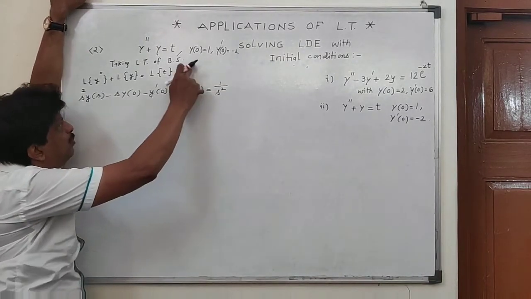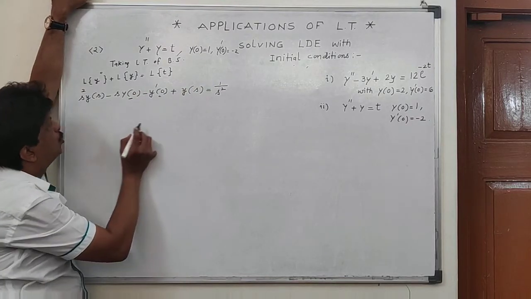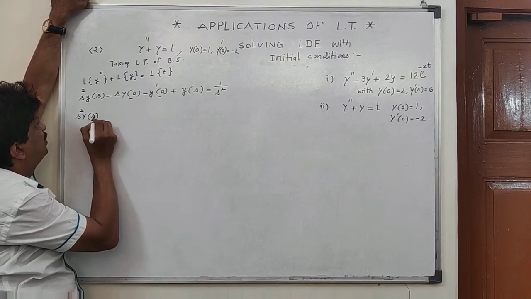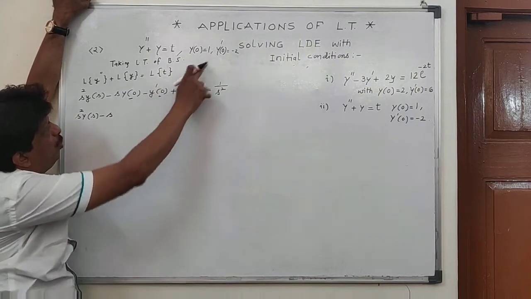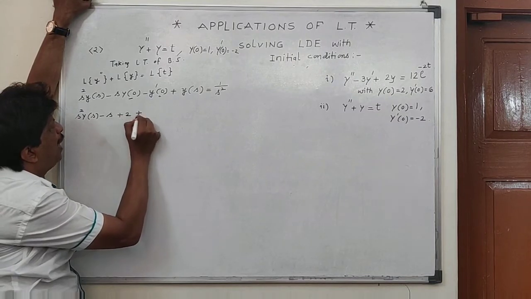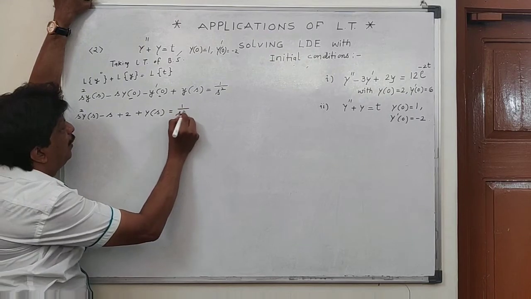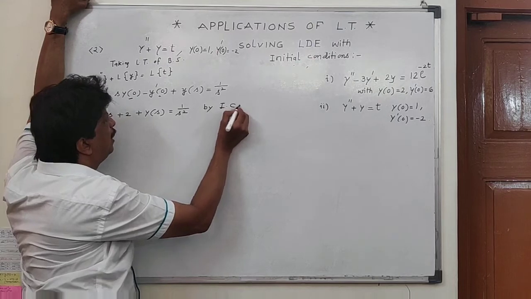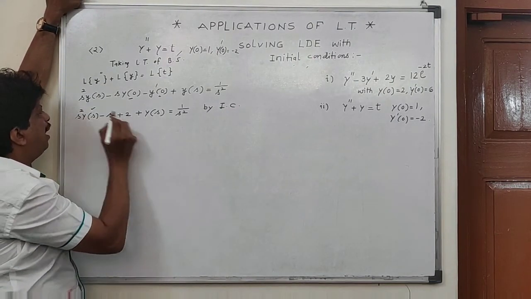Substitute these two values: y of 0 is 1 and y prime of 0 is -2. So s² y of s minus s, y prime of 0 is -2, so plus 2, plus y of s is equal to 1 by s², using the initial conditions. I have just used the initial conditions. Now collect the values of y of s.